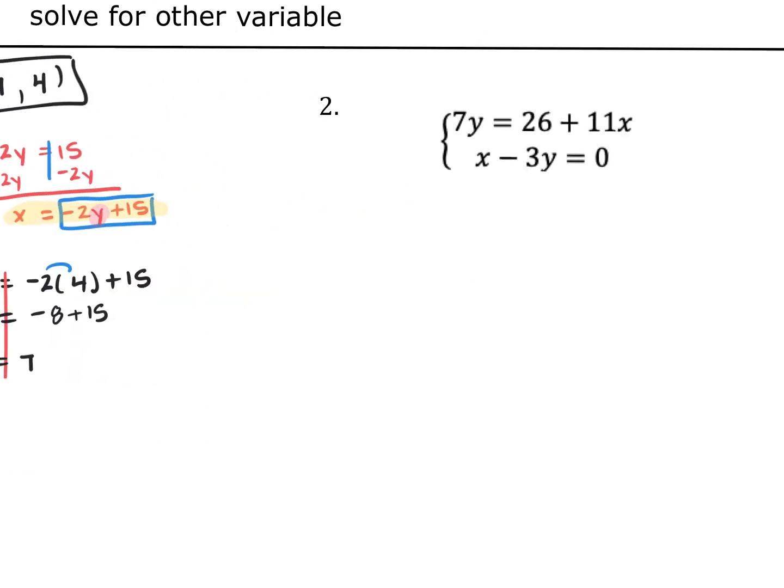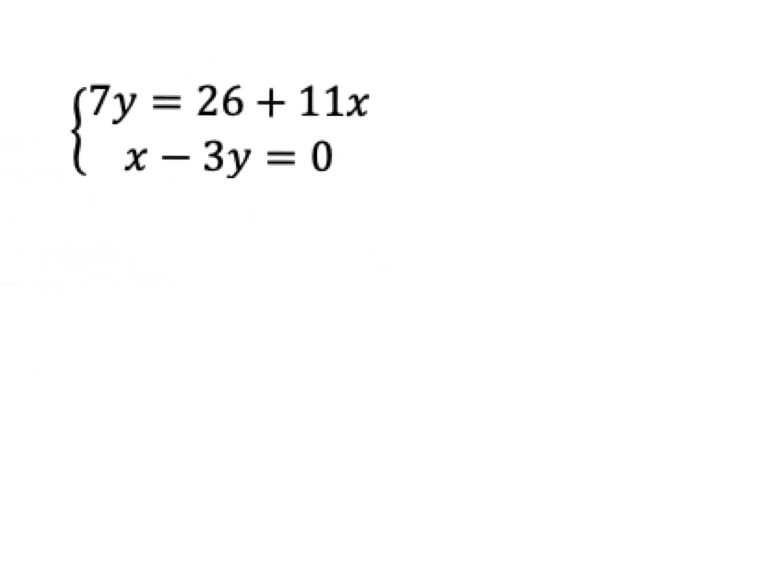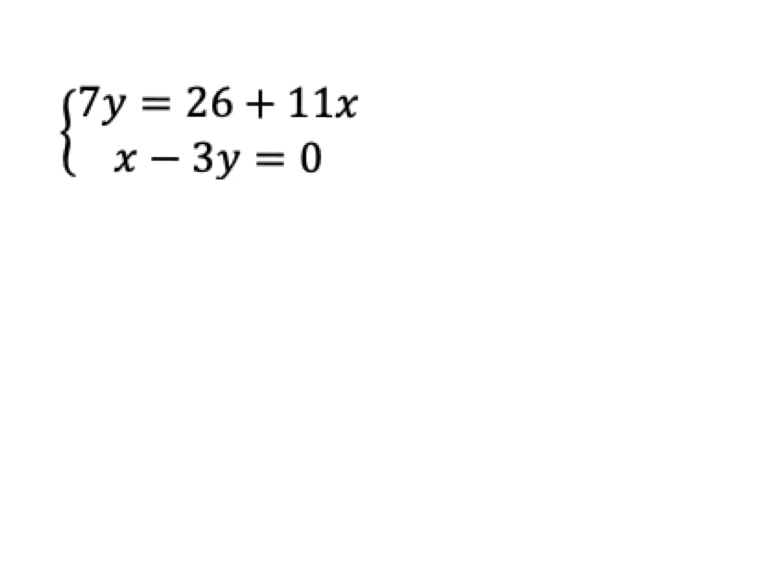Okay, let's look at number 2. Okay, again, we're looking, so we have our x or a y that's all by itself, that's not attached to a number. So at the top equation, I have 7y, and it has a 7 with it, so I don't want to use that one. And my x has an 11x, so I don't want to use that one. So let's look at that bottom equation. I have x minus 3y equals 0. So because that x doesn't have a number attached to it, let's use that one.